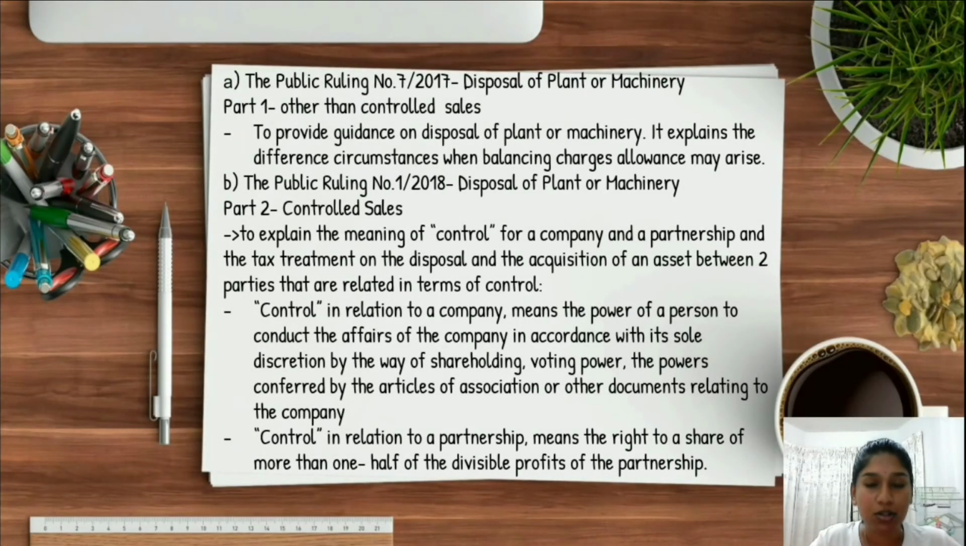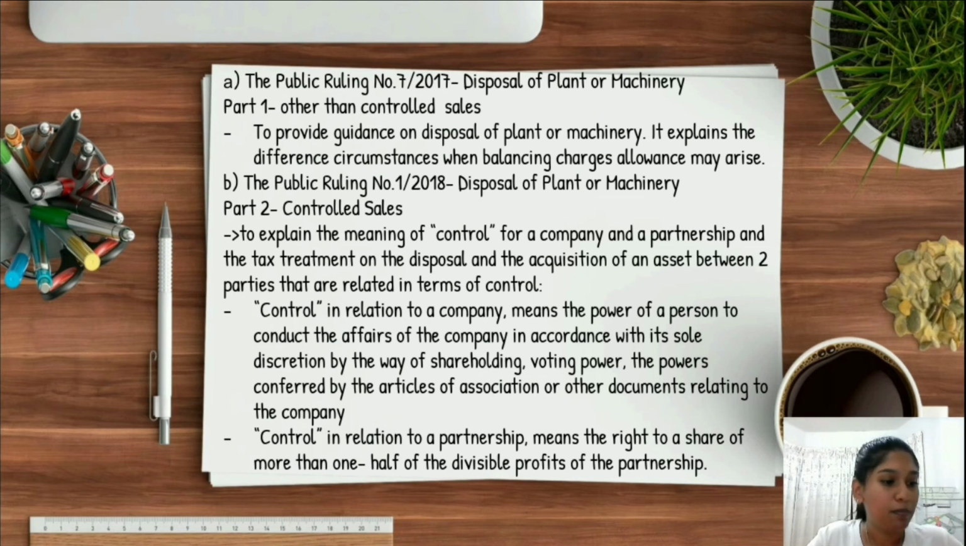On 12 December 2017, the IRB issued the Public Ruling Number 7, 2017, which is Disposal of Plant or Machinery Part 1, other than controlled sales, to provide guidance on disposal of plant or machinery. It explains the different circumstances when balancing charges or allowance may arise.